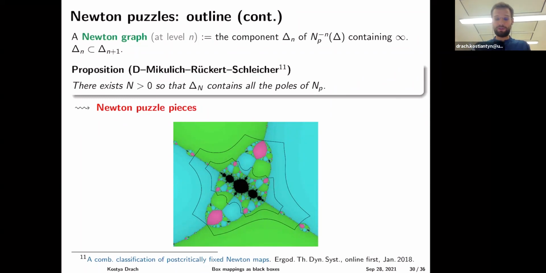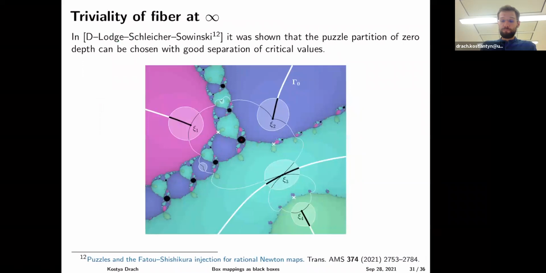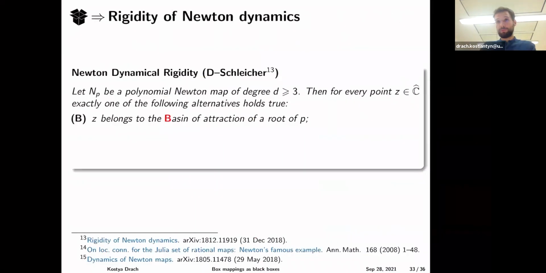On the slide here, you can see an example of a Newton puzzle piece. This is again a concatenation of some equipotentials within the root basins and some pieces of preimages of those fixed rays within the immediate basins of roots. And again, this is a renormalizable situation. You can imagine here a map that maps this puzzle piece over this puzzle piece with some degree. And in that respect, we were able to analyze the situation further and further.